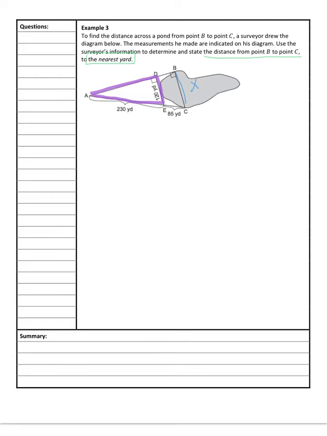if I was to separate and redraw that, so ADE, I'm going to put my letters on it. So this is A. Let's try it again. A. This is D. This is E. I know that from A to E is 230. And I know that across the pond at that specific point is 120.